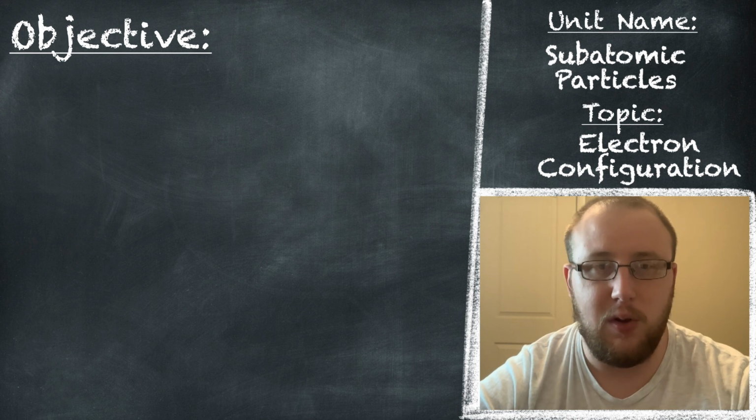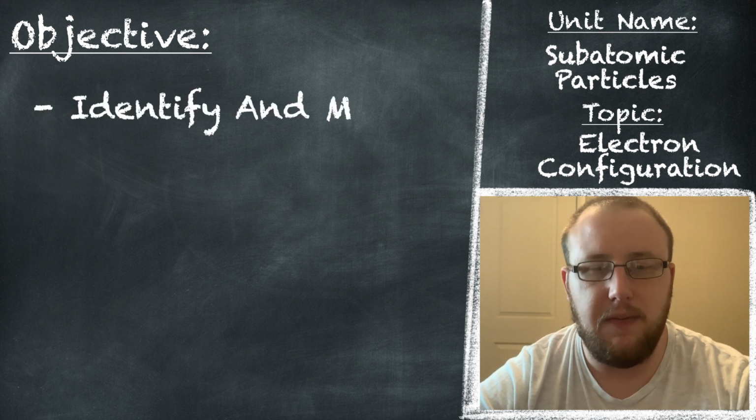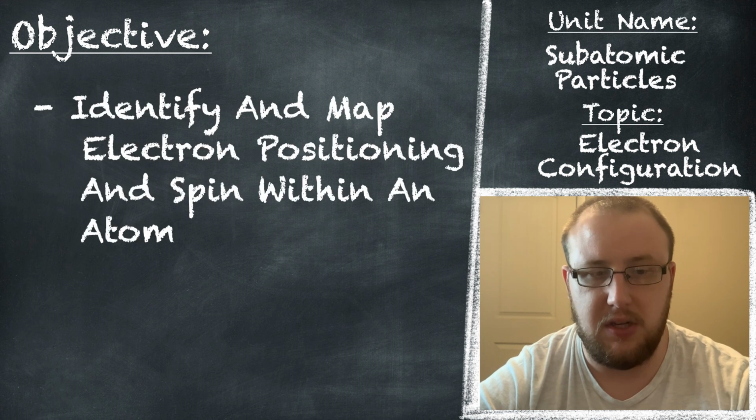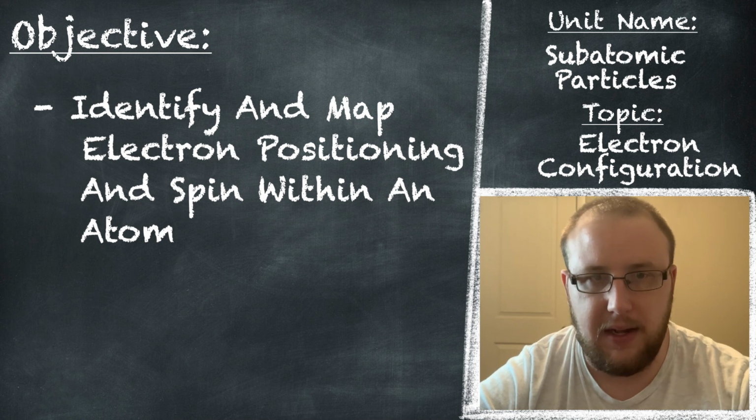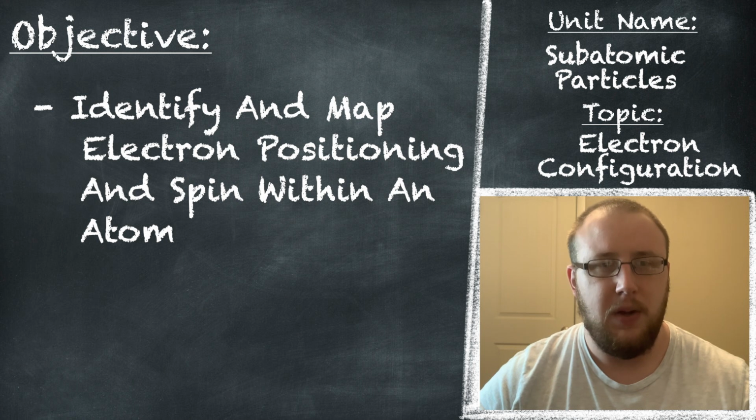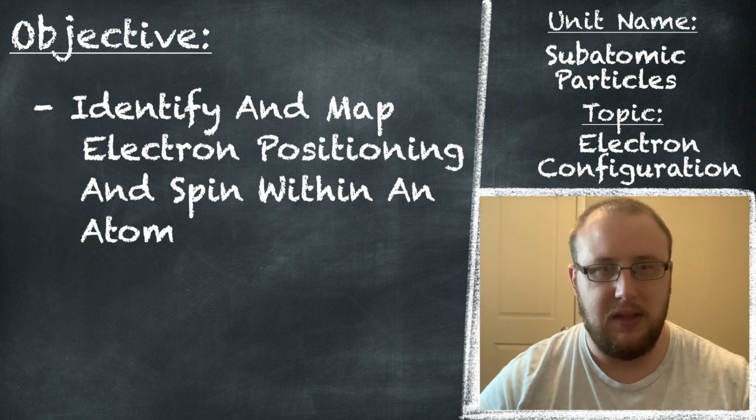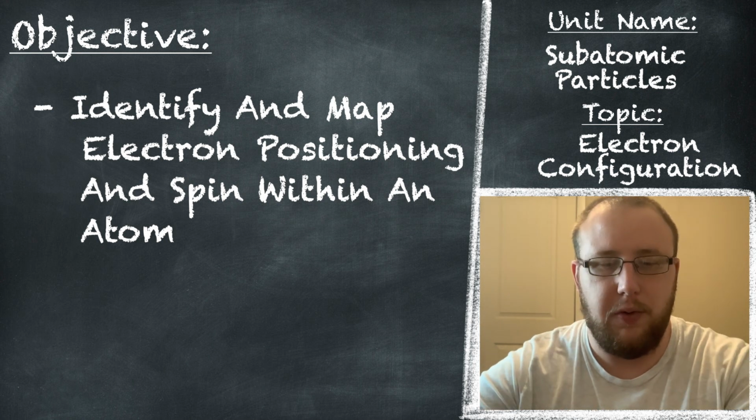Today we're going to go over electron configuration. Our objective for today is to be able to identify and map electron positioning and spin within an atom. So we need to be able to determine not only where an electron is in an atom, but also whether or not it is spinning in a certain direction. So let's dive into these deep waters and we'll see where we go.